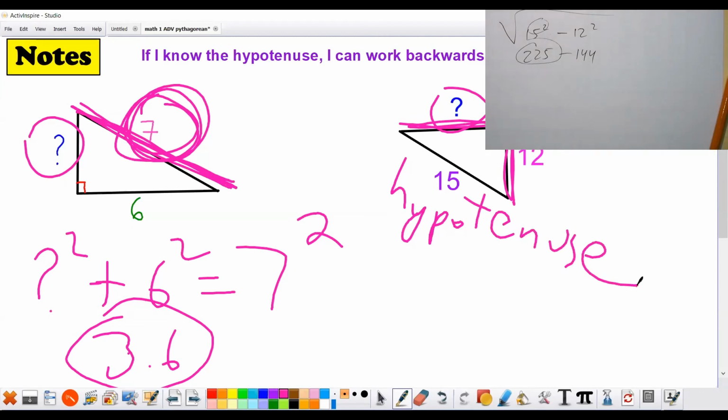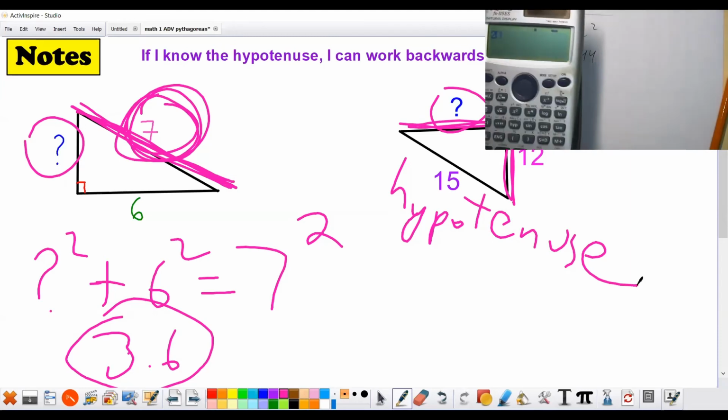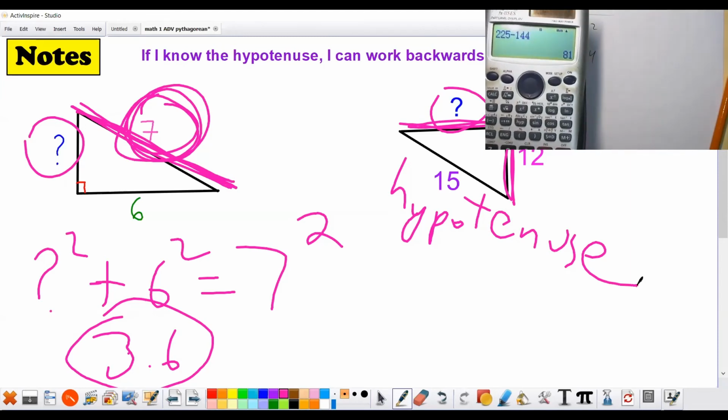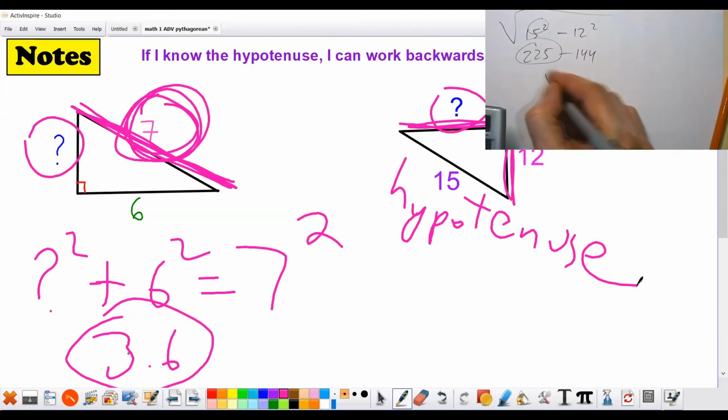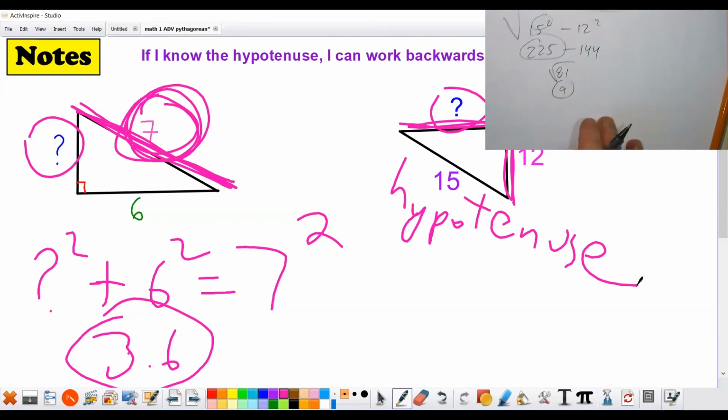So once again, I'll use my calculator to subtract that. 225 minus 144, I get exactly 81. Don't forget the square root. 9. 9 is the answer. This was a perfect triple.